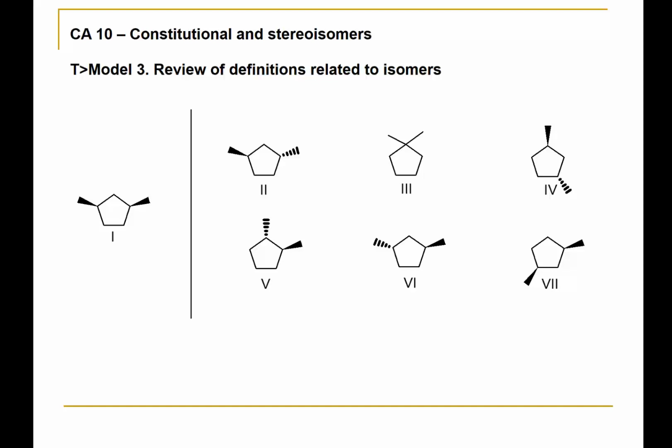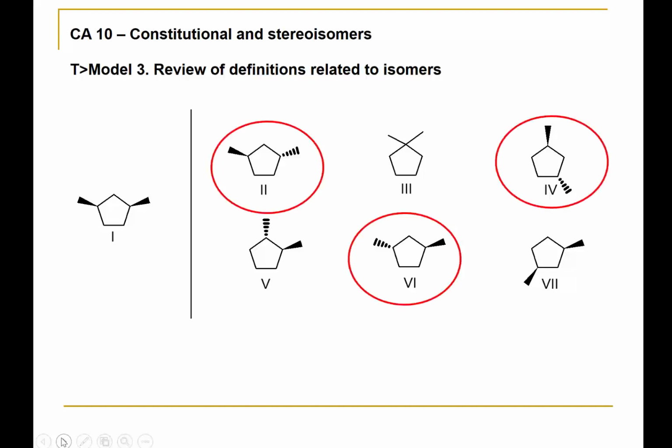For question 5a, you were asked to circle each of the stereoisomers of molecule number 1. So essentially, you're exploring for all those structures that have the same atom connectivity. And actually, this is pretty simple because you're looking for those structures that have methyl groups on carbons 1 and 3. And so hopefully you circled the following structures.